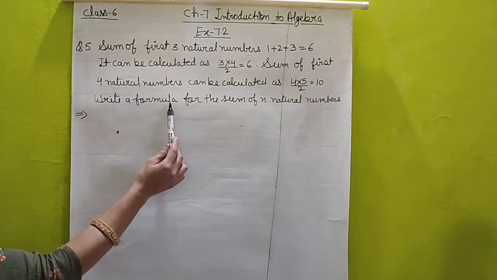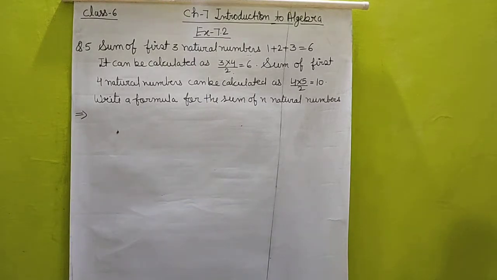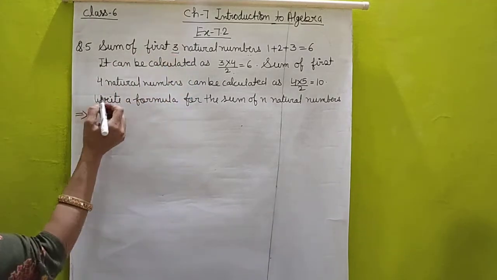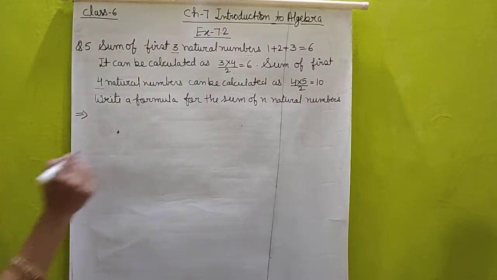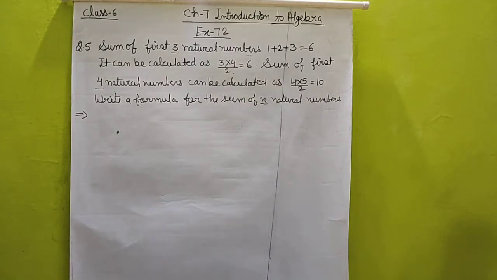So, write a formula for the sum of n natural numbers. How many, students? N natural numbers. Students, what is given? 3 natural numbers and 4 natural numbers are given, and they are asking for n natural numbers. Sum of n natural numbers they are asking. Okay, students.